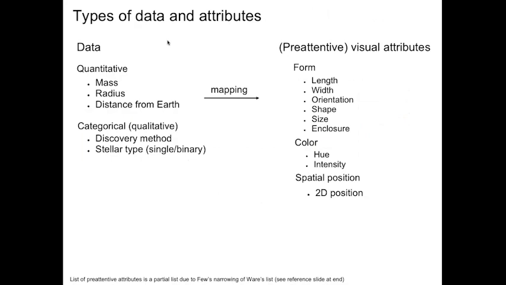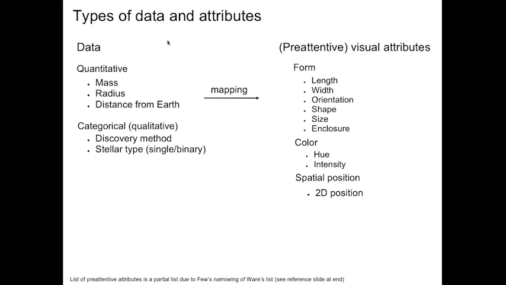We have types of data and types of attributes. The two fundamental types of data are quantitative, such as mass, radius, distance from Earth, and categorical or qualitative, such as discovery method, is this a single star or a binary star? Then we have these visual attributes, such as length, width, orientation, hue, and intensity. And all we're doing this whole time is just creating better or worse mappings between these things. Now, there are a few that are not valid.